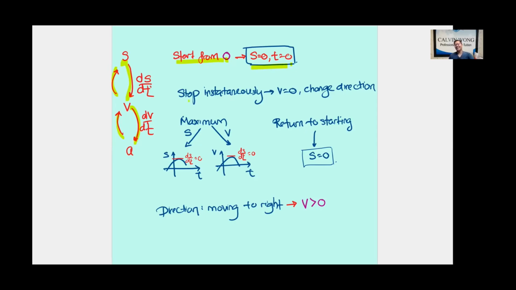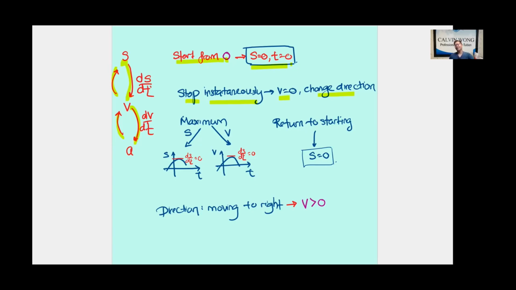Next one, stop instantaneously. You need to have a little bit of basics, then only you can understand this one. Stop instantaneously means v equals 0. And another hidden message is the particle changes direction. Change direction, stop instantaneously.